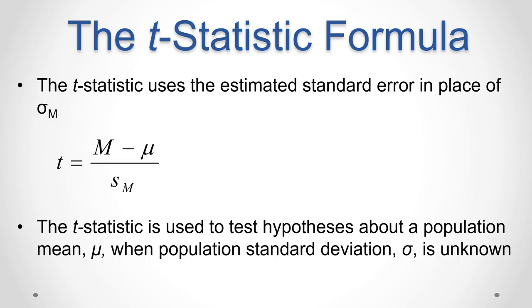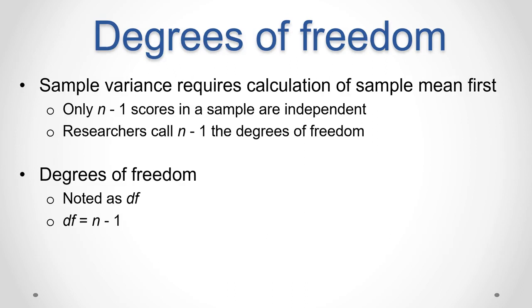A large value for t, or a large ratio, indicates that the actual difference between the sample data and the hypothesized population is greater than would be expected if the null is true, or if there is no effect or difference. You can think of the t-statistic as an estimated z-score.